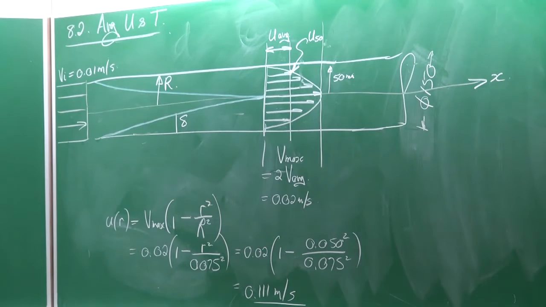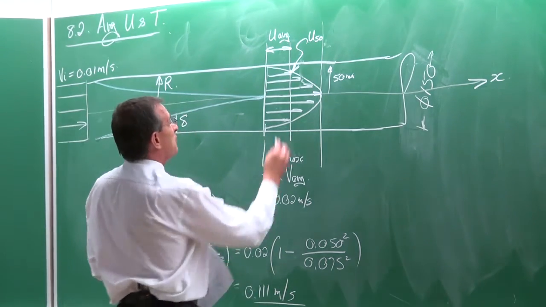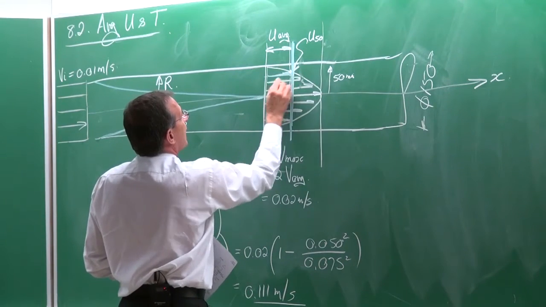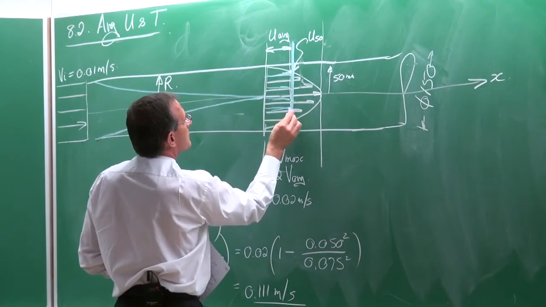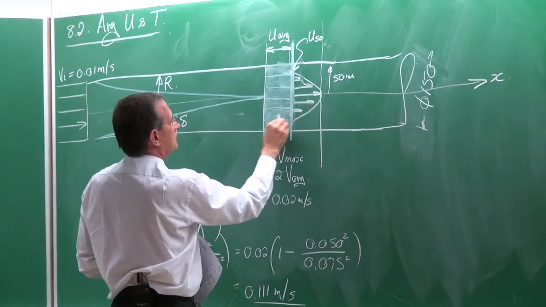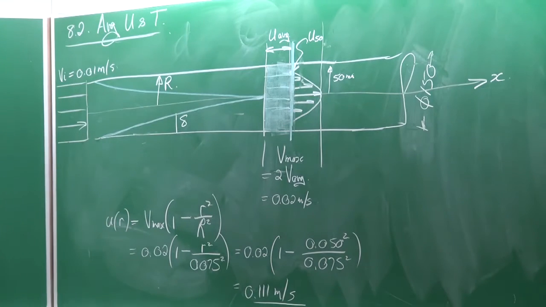Just as a typical calculation that you've done in fluid mechanics and that I hope you are familiar with and that you understand in principle in terms of the average velocity. Okay, so there's the average velocity like that. Simple, isn't it?